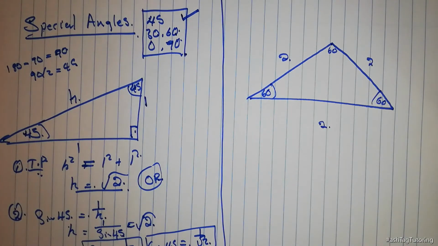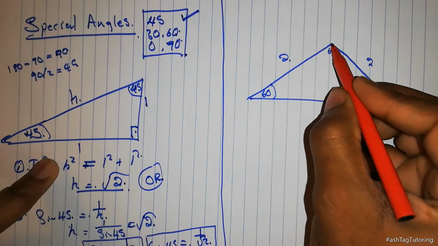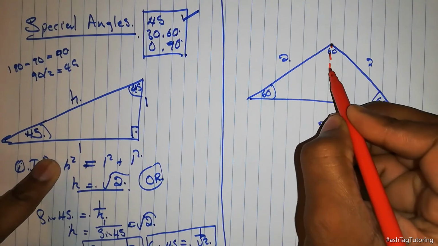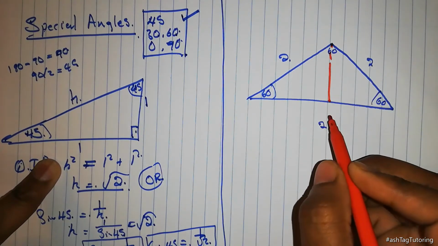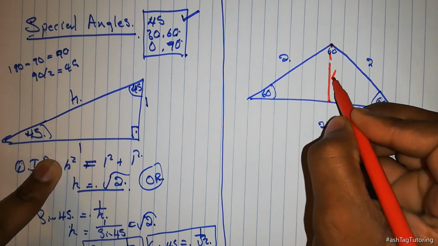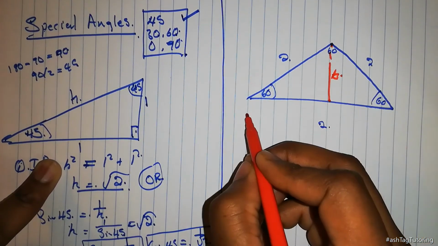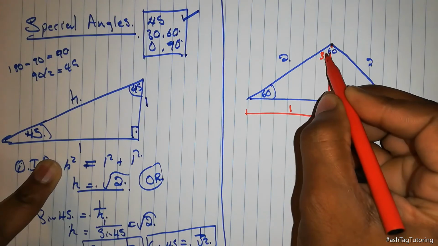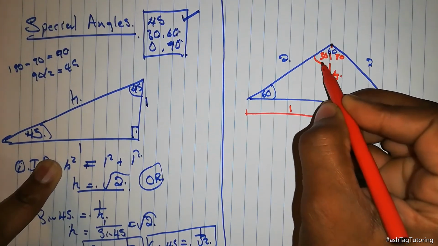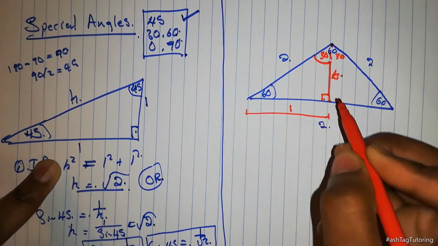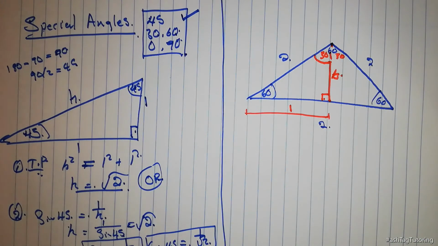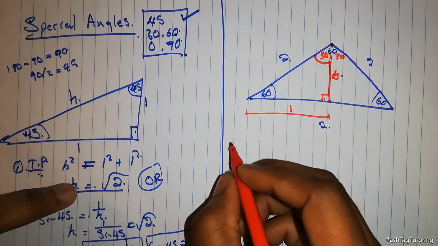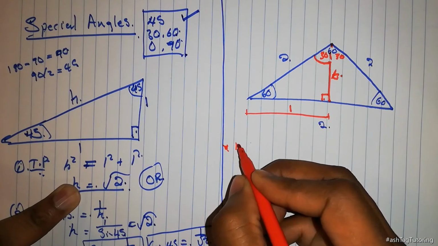Okay. So to play around with it, let's say if you cut this triangle right here, and you can name the height here as t. This side then becomes 1. That angle over there is half of 60, which is 30. And then you have a 90 degrees, which makes it your triangle on the left is your right angle triangle.